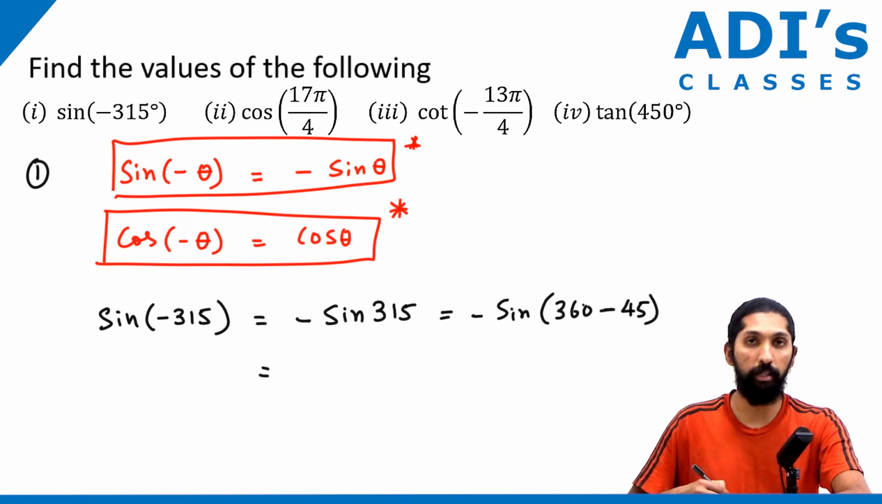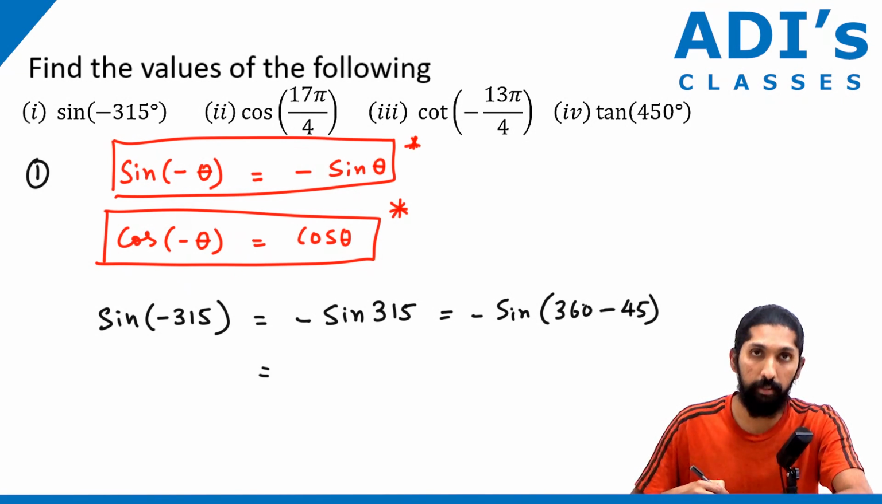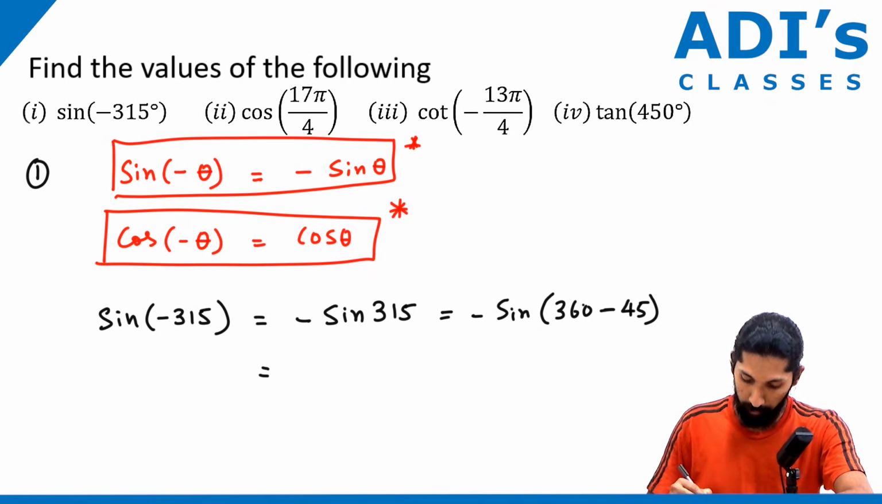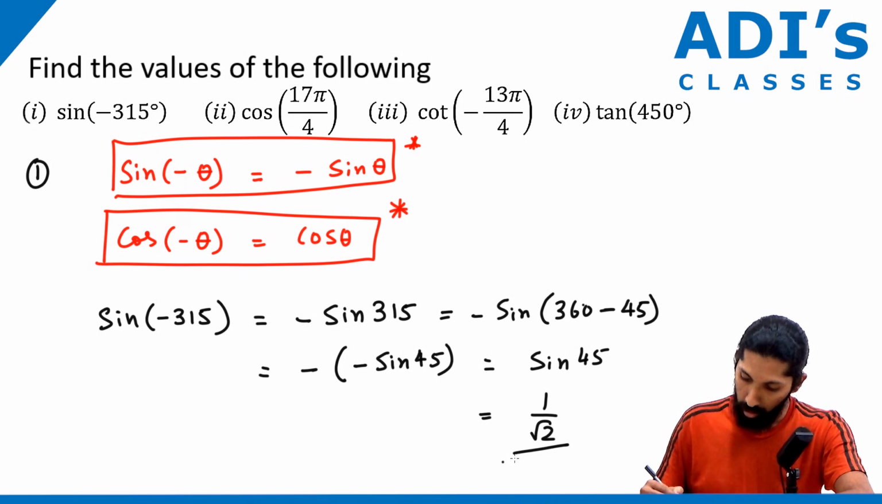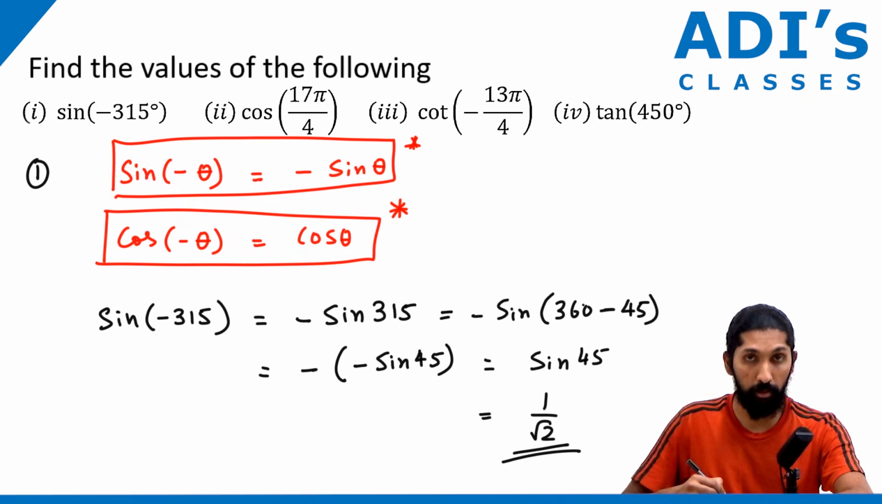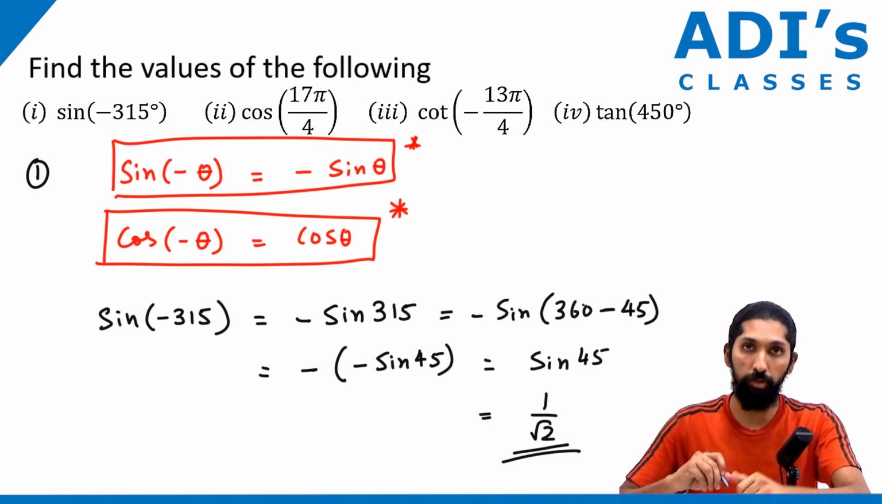Now, if you look at the allied angle table, sine of 360 minus theta is minus sine theta. So we are going to have minus of minus sine 45. So what do we get? Just sine 45. And sine 45 is how much? 1 by root 2. So the value for the first one is just 1 by root 2. This is how you solve.